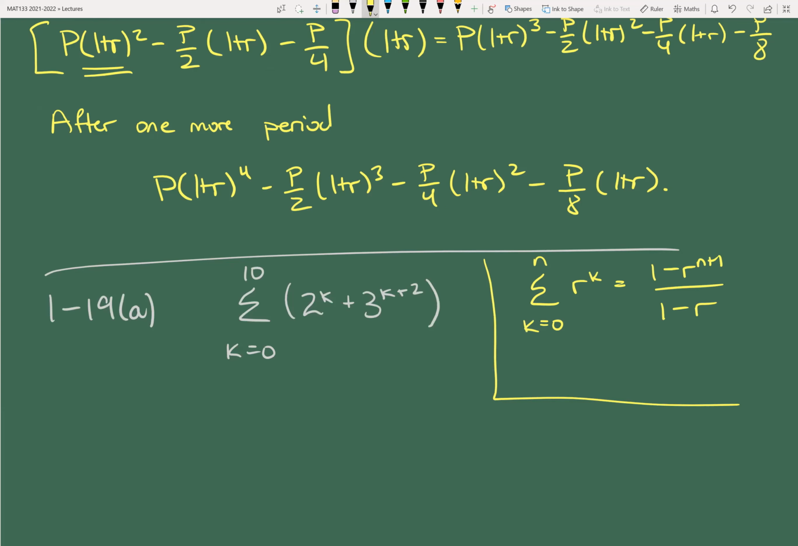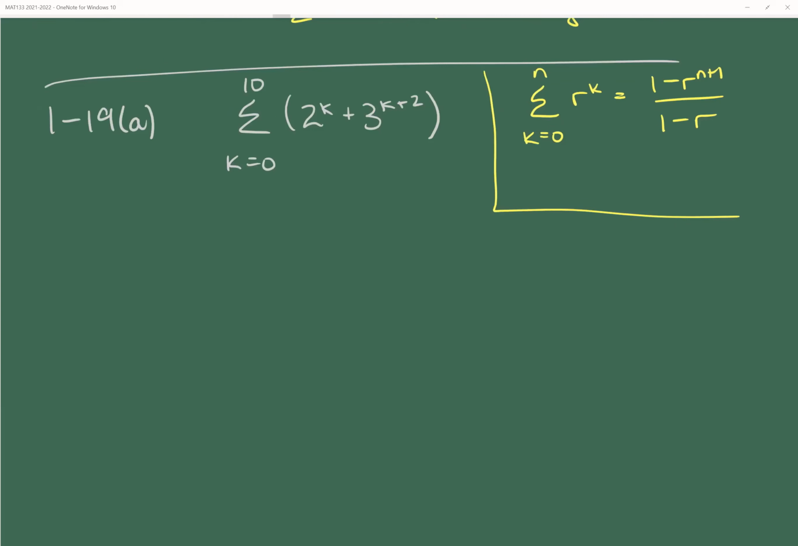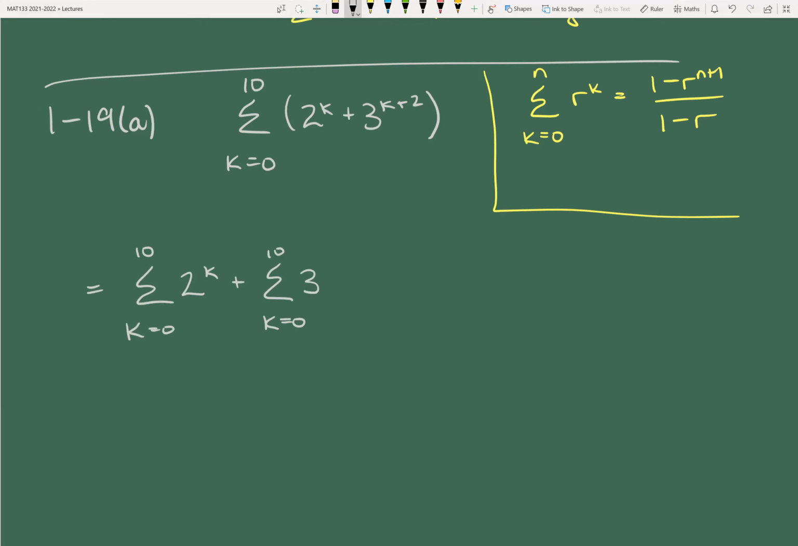So I want to be able to apply this formula, but unfortunately, I'm not in a position where I currently can, because the sum over here in white doesn't look like the sum over there on the left. But what I can do is use this nifty little fact about sums, which is that I can split this sum above into two sums: the sum from k equals 0 to 10 of 2 to the power of k, plus the sum from k equals 0 to 10 of 3 to the k plus 2. Okay, so that's a nice little thing you can do.